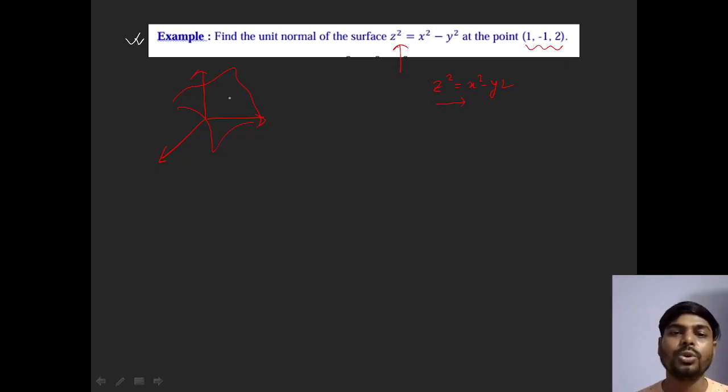Let's say this is the point P, and as we all know, this surface is represented by phi(x, y, z) equal to 0, but it is not written in this form. So we will rearrange this term.